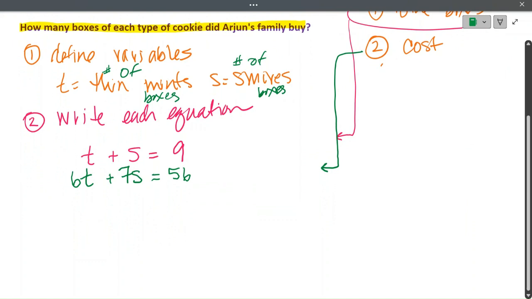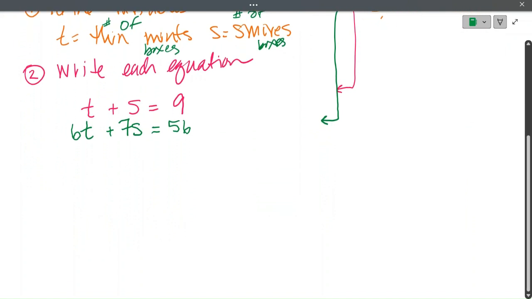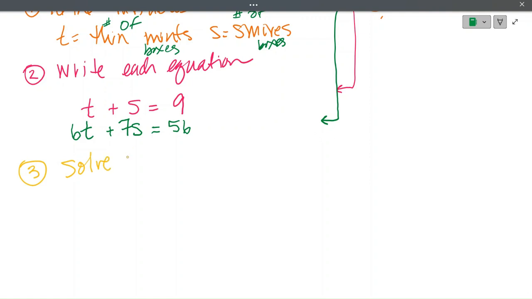All right. So now we are going to go ahead and solve our equation. So step 3 is solve. And we can solve in a couple of different ways. We can solve using elimination. We can solve using substitution, or we could solve using graphing.